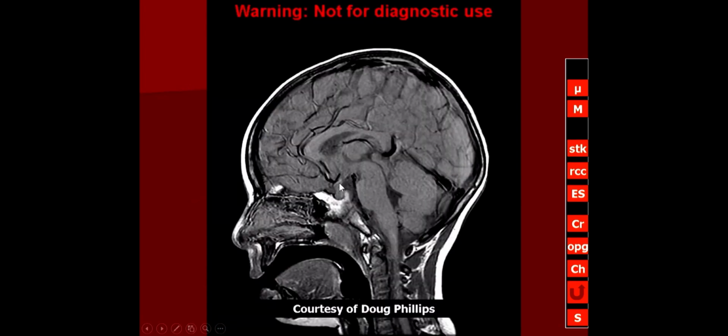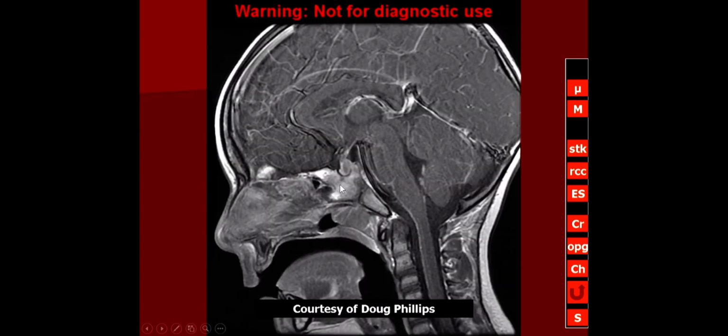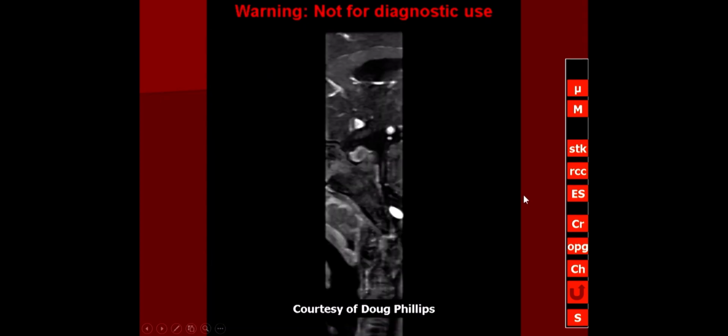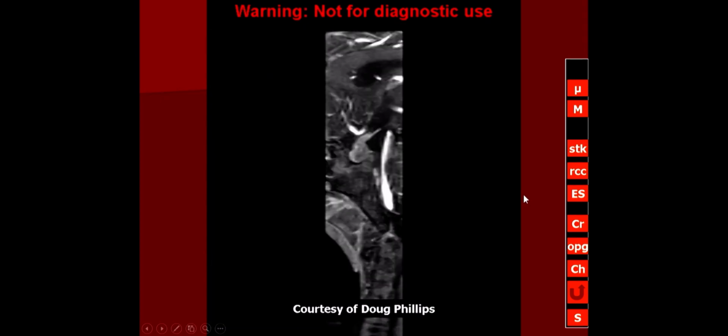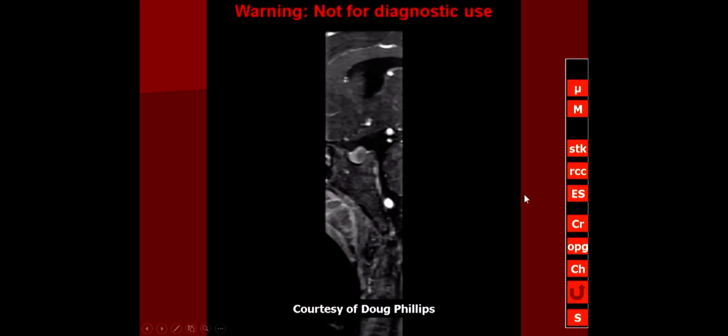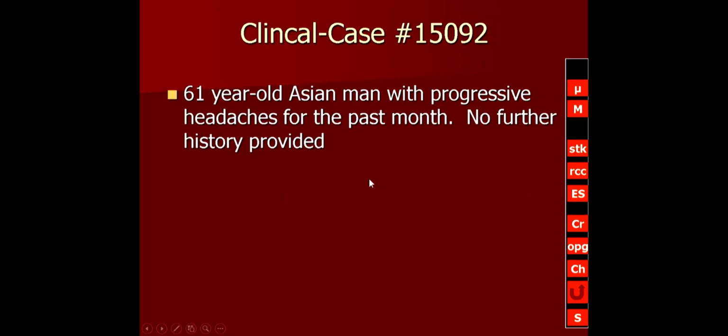So here's an example where the stalk is a little bit too thick. I think you'll all agree that this is too thick, and there's also a little bit of heterogeneous enhancement here in the pituitary. So that's something to put in your back pocket to be able to look for. We want to talk about Rathke's cleft cyst.